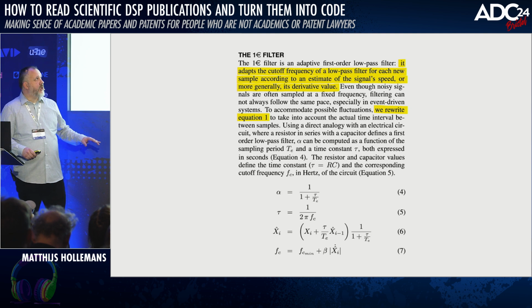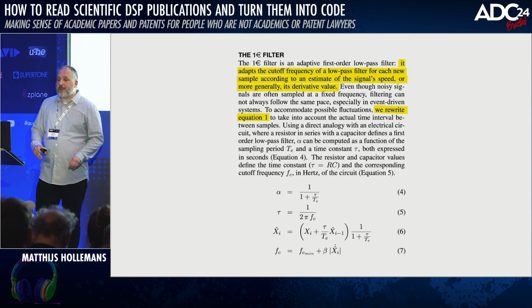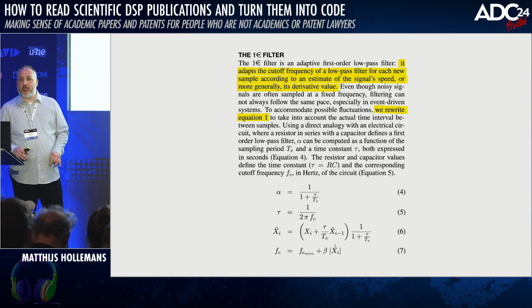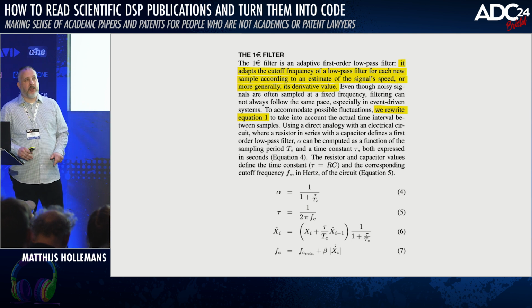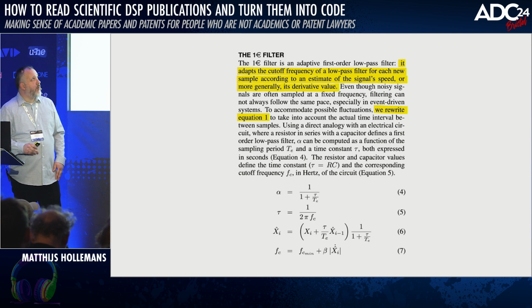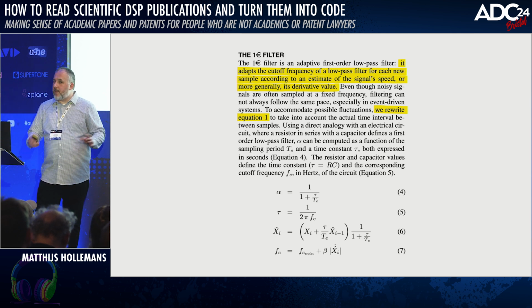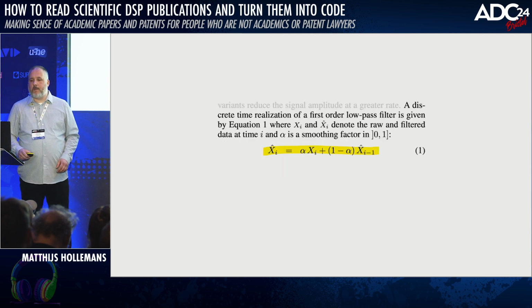Now, you don't have to read all this. I just highlighted a few things. At the top, it says, the 1 euro filter adapts the cutoff frequency of a low-pass filter for each new sample, according to an estimate of the signal speed or its derivative value. So apparently, we will need to calculate a derivative somewhere to set the cutoff frequency of this filter. It also mentions we should rewrite equation 1. So I skipped over equation 1. Let's go back a little bit further and bring in that equation to see what it does.